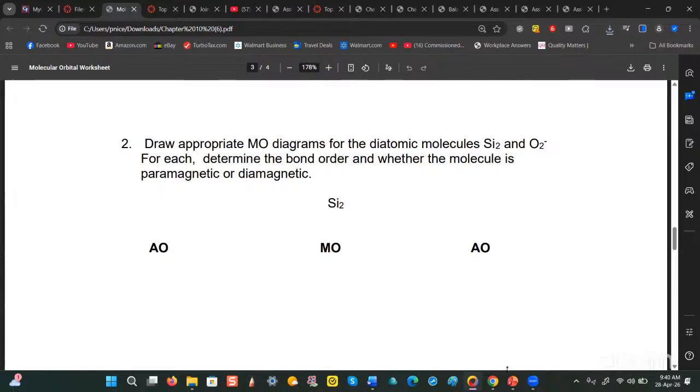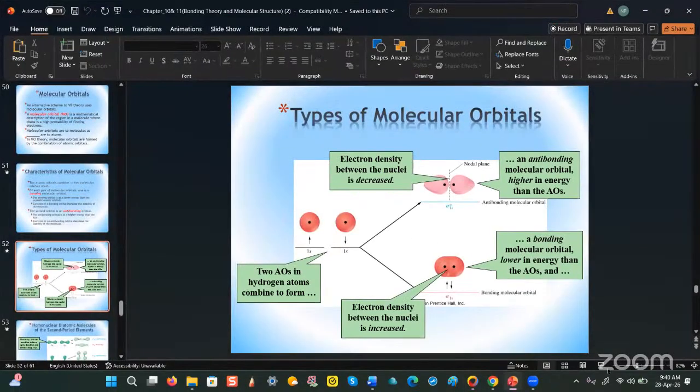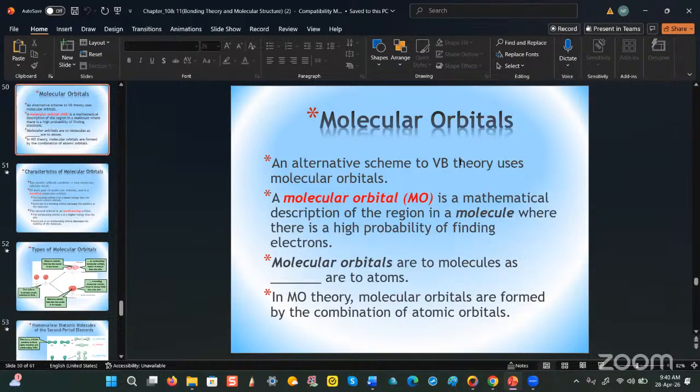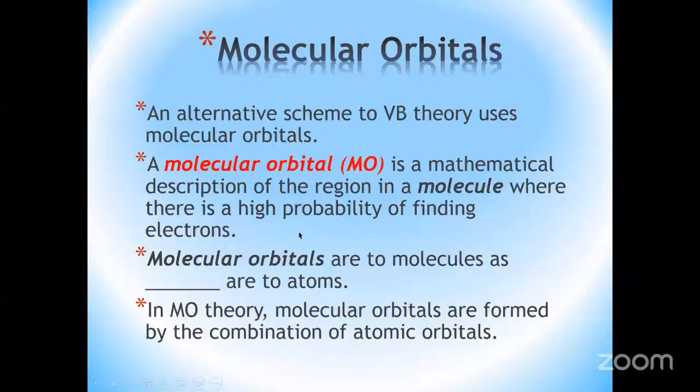Okay, so just to quickly review, because this would have been covered in the videos, this is based on what is called the molecular orbital theory, all right? So basically, the molecular orbital is the result of atomic orbitals overlapping. And as stated here, molecular orbitals are to molecules as the blank here, which would mean atomic orbitals are to atoms, all right? According to the molecular orbital theory, the molecular orbitals are formed as a result of the combination of atomic orbitals.